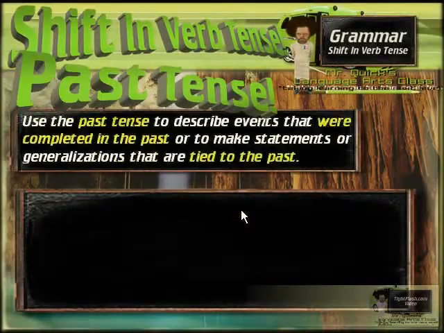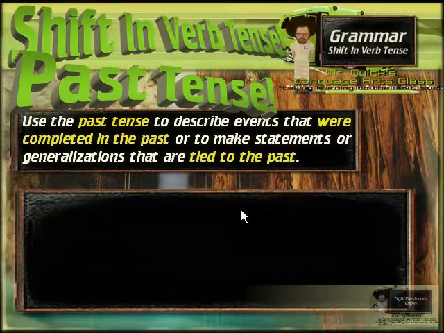Okay, all right. So, use the past tense to describe events that were completed in the past, or to make statements or generalizations that are tied to the past, meaning they have some connection to the past. The statement, what is being said, has some connection to the past. So we're talking about a multi-clause sentence, okay? And we're talking about events.